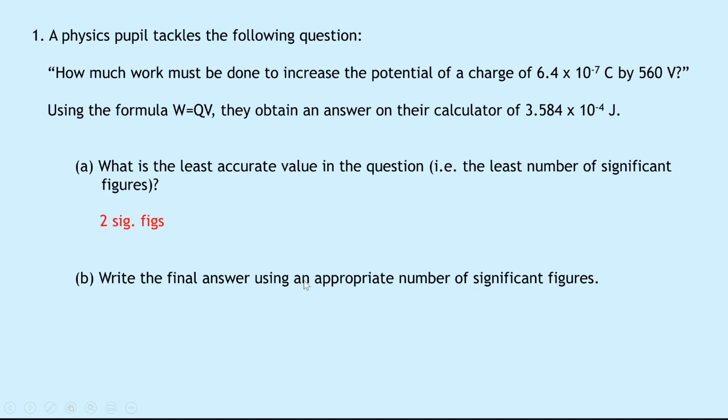Part B says write the final answer using an appropriate number of significant figures. So if we write it to this appropriate number, which is 2 significant figures, then we end up with an answer of 3.6 times 10 to the minus 4 joules.